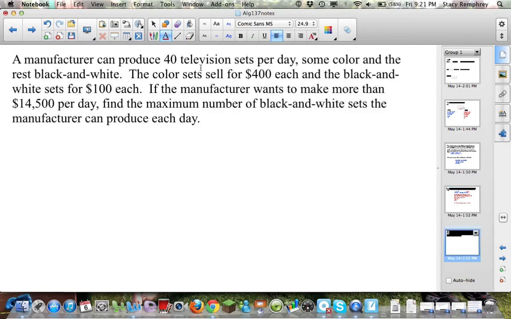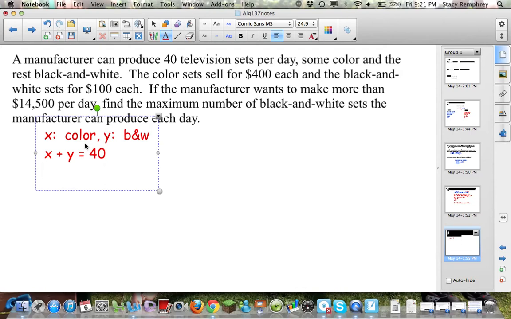In the next one, we have a manufacturer who can produce 40 television sets per day. He doesn't produce 50 or 30. He definitely produces 40 every day. So I'm going to call X my color, Y black and white. I took this from the book, so I understand this is kind of dated, television sets. I know that the number of televisions manufactured is absolutely 40, so that's my equation.